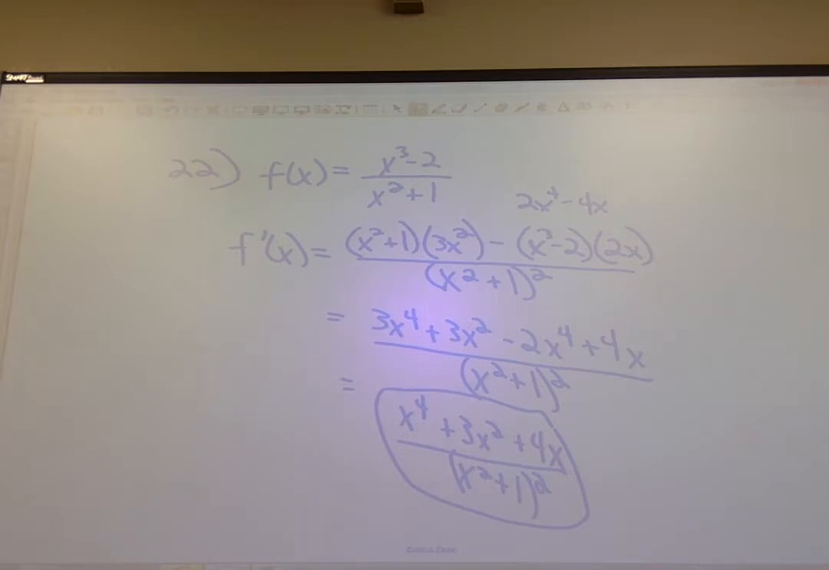All right. What if they ask you the same questions they asked in the last section, but using these new rules? 36. Find the derivative and evaluate at a given value.